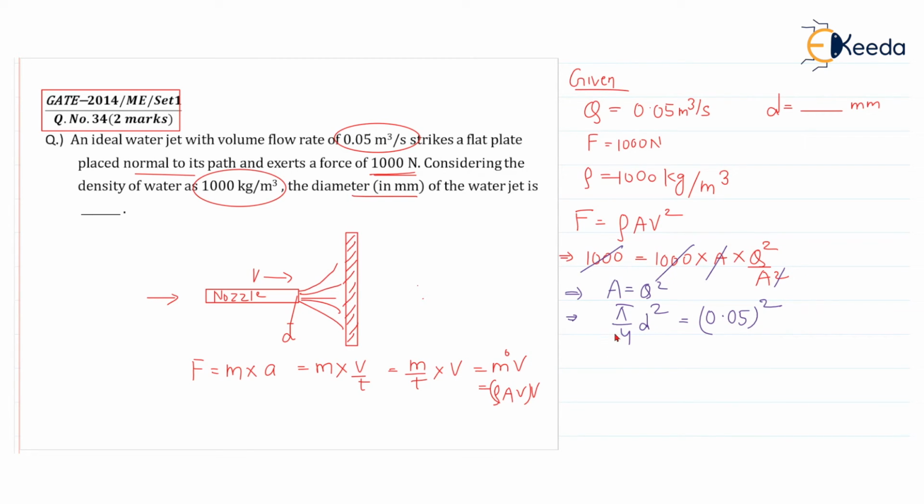So from this equation, definitely you can find the value of diameter d. First d will come in meters. After converting, it will come to 56.4 mm. Correct. So this is the correct answer: 56.4 mm diameter value. Okay. Thank you.